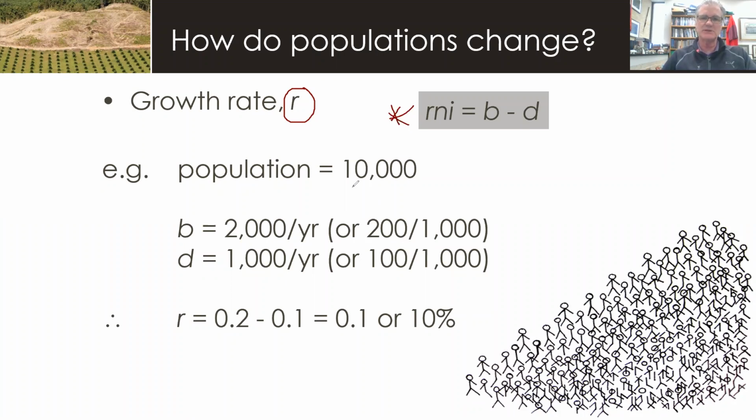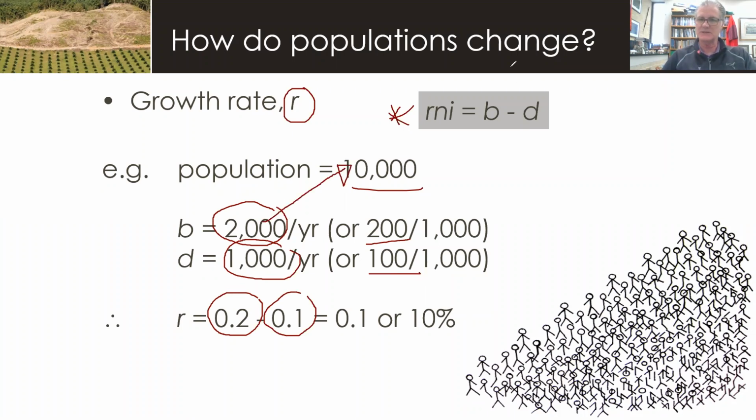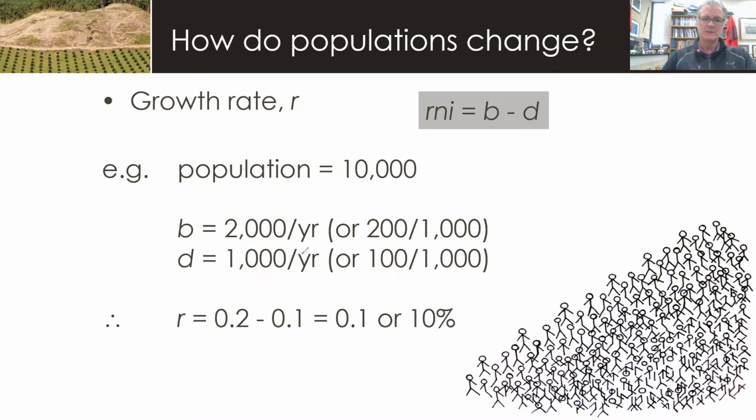So let's say we've got a population of 10,000 people, and there's 2,000 births in that 10,000 people in a year, or 200 per 1,000, and there's 1,000 deaths in that population in a year, or 100 per 1,000, then the birth rate is 0.2, and the death rate is 0.1, right? That's 200 divided by 1,000, or you could, of course, just simply take the total births of 2,000 divided by 10,000. It doesn't matter. My point here, everybody, is that in this simple example, the birth rate is 0.2 and the death rate is 0.1, right?